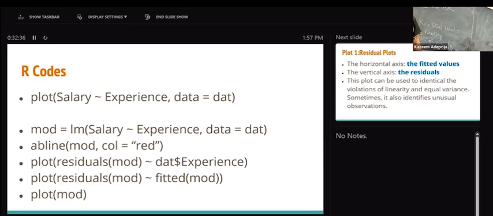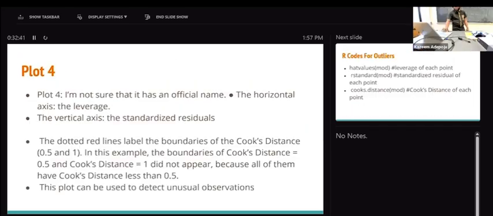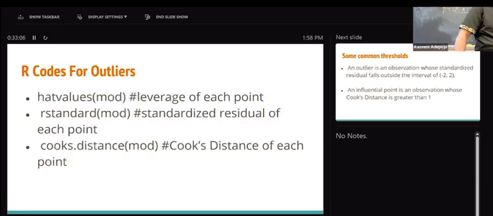Okay. So what have we discussed here? What I'm just trying to say is there are 3 plots, even though there are 4 plots, but 3 are very, very useful. Plot number 1 is a residual plot. Plot number 2 is a normal QQ plot. Plot number 3, we don't really need it in this course, but plot number 4 is the one that has to do with Cook's distance. And of course, I give you the code for the outlier.